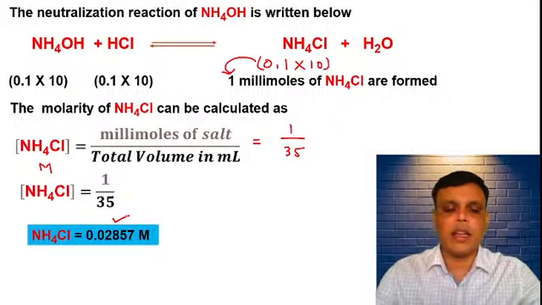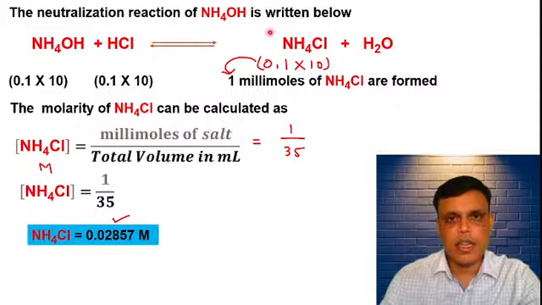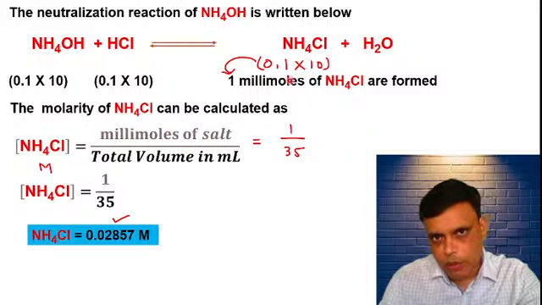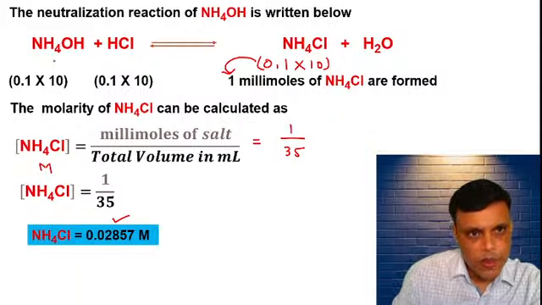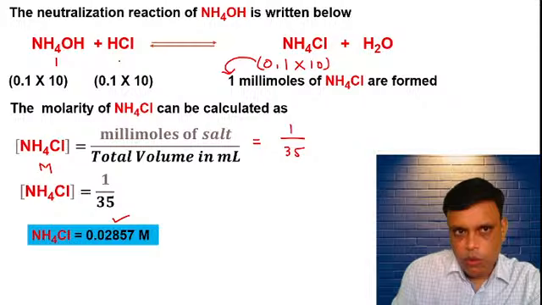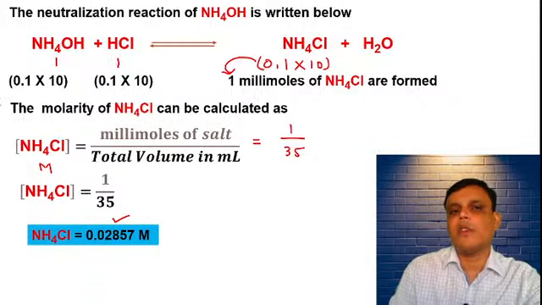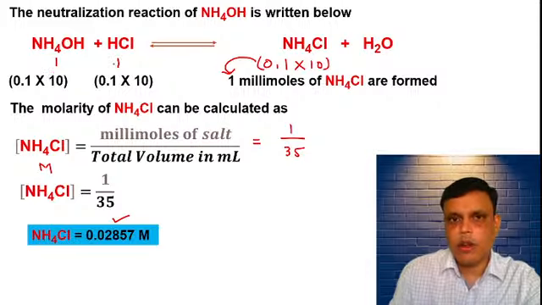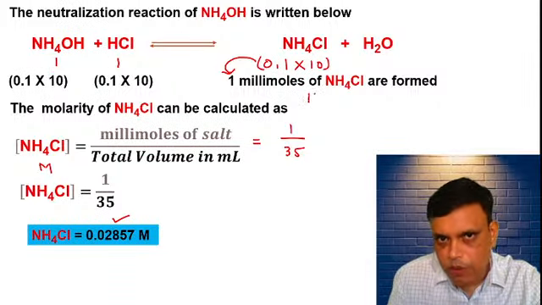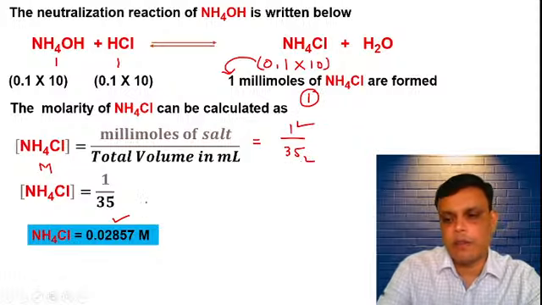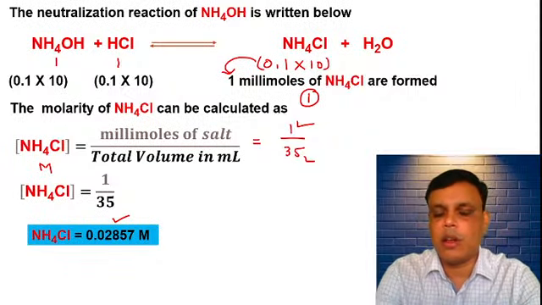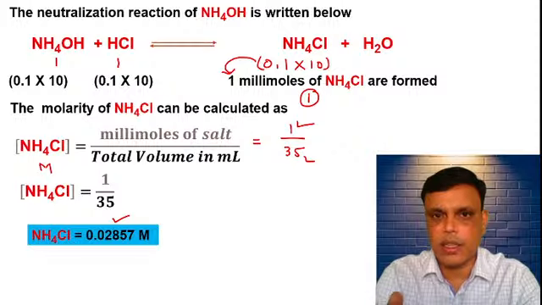We are writing down the first neutralization reaction, then according to the law of mass action, however many millimoles react, the same millimoles of ammonium chloride will get formed, that is 1 millimole. Here also 1 millimole of ammonium hydroxide plus 1 millimole of HCl, same millimoles will get formed. So 1 divided by 35 will come 0.02857. This is the molarity or concentration of ammonium chloride, that is the salt. Please remember that.